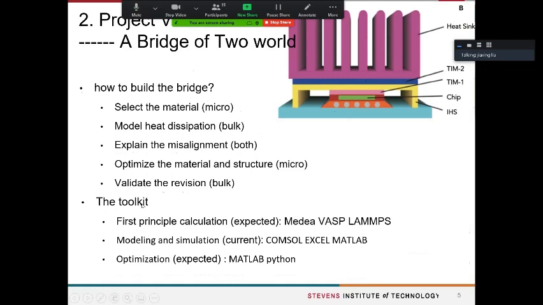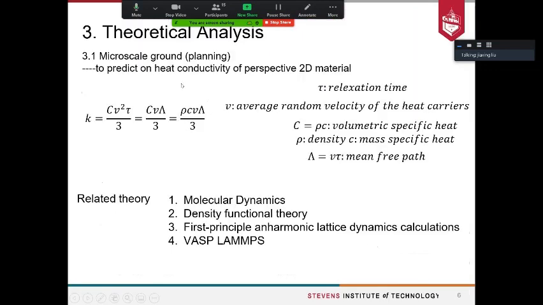And the toolkit of my project has three aspects as follows. The first is the calculation of the heat conductivity, for example, via software like Materials Studio and LAMMPS. And the second is modeling and simulation, and it is also my current work. It has been achieved by software like COMSOL, Excel and MATLAB. And in the future, when we come to the optimization work, we will use MATLAB and Python for my achievement. And with this vision in mind, we'll come to the theoretical analysis.